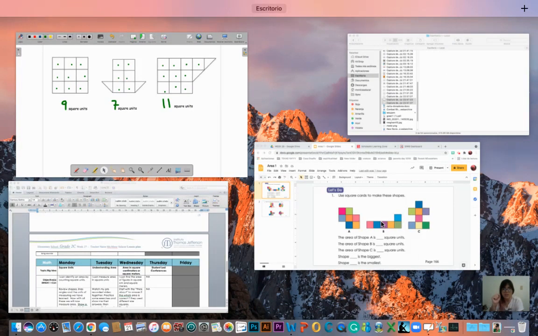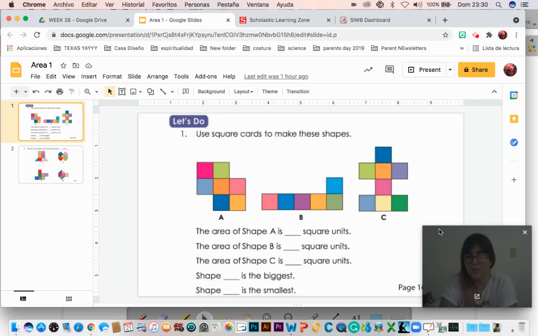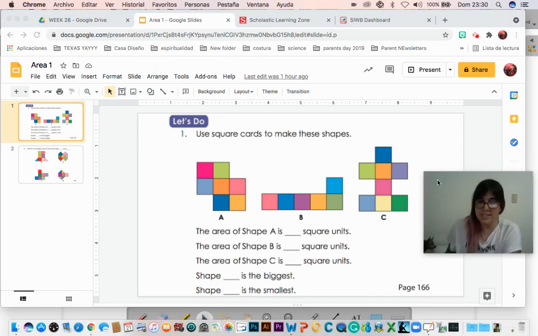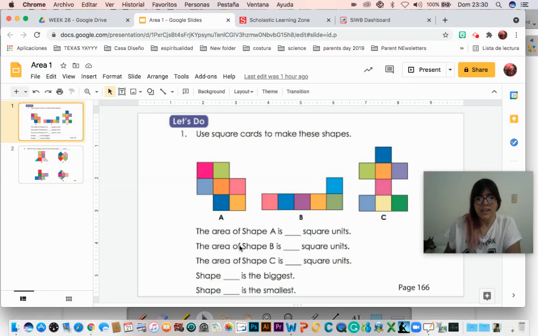Well, now it's your turn to go and do your math book. For the ones that have the math book, it's page 166. The ones that have iPad or computer, it's in your Google Slides. You can open it and just read carefully. Here it says, the area of shape A, here you put it. The area of shape B, go to B and count the area. The area of shape C, go to C, count the area.